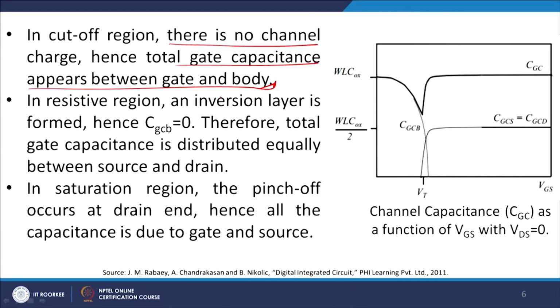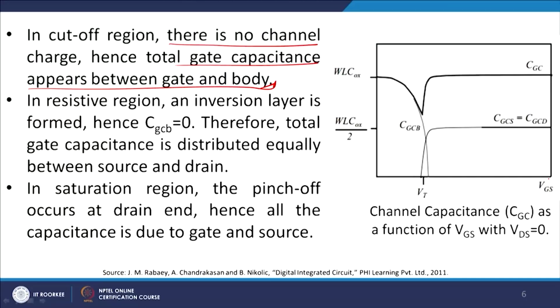I thought this is perfectly clear and very easy to understand: when you do not apply any voltage, when you have cutoff, there is no inversion layer, and gate to body and gate to channel are exactly the same, because in the channel in any case you do not have any free charge carriers, right.